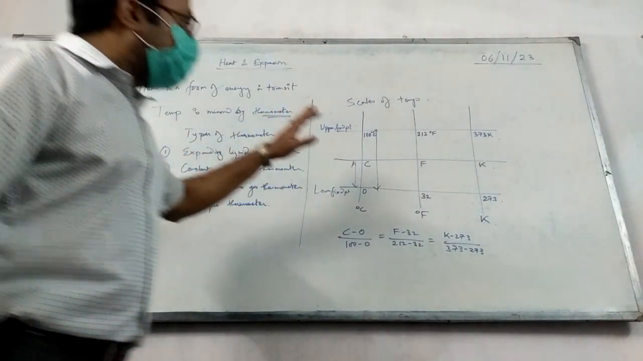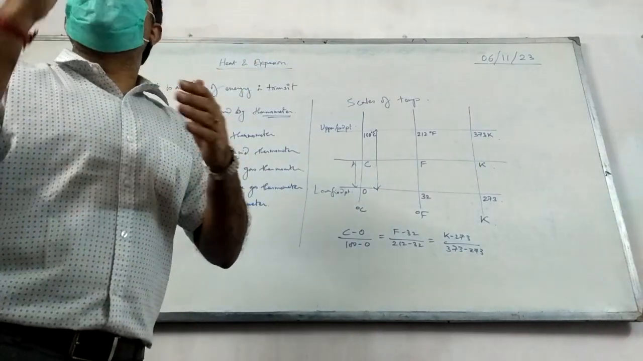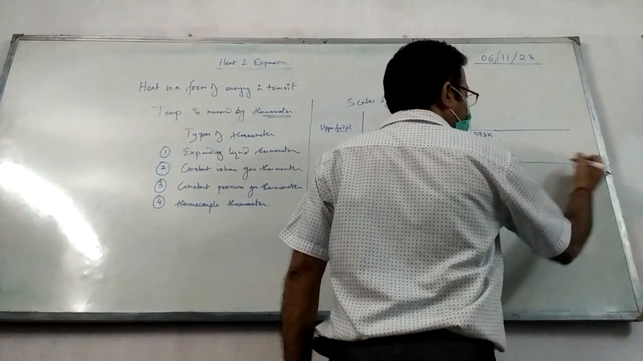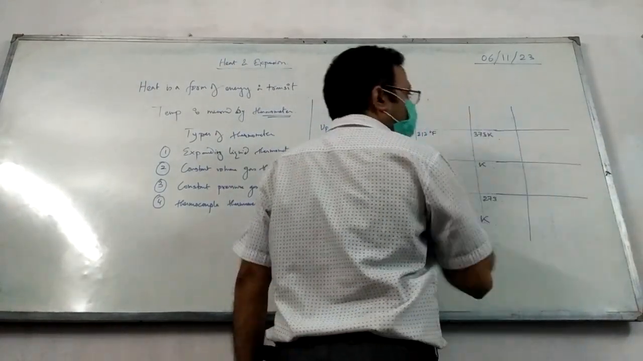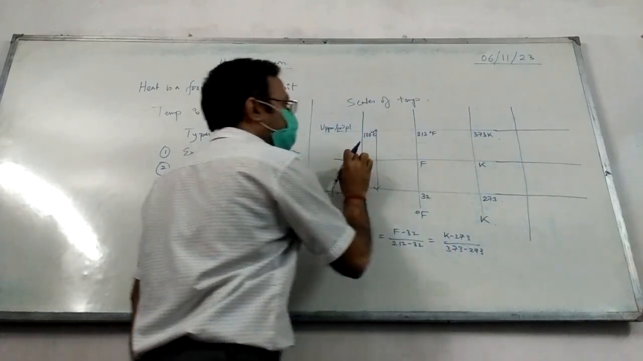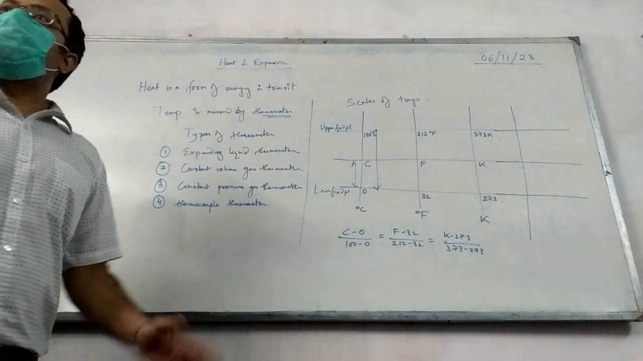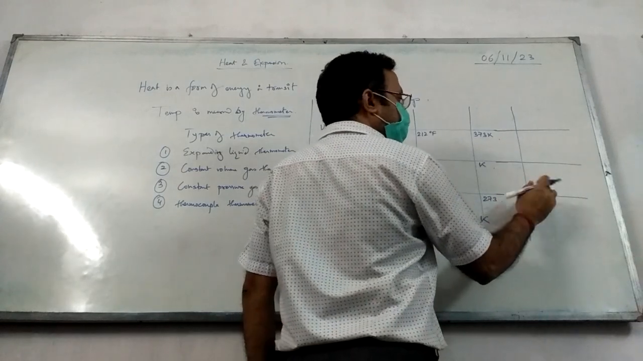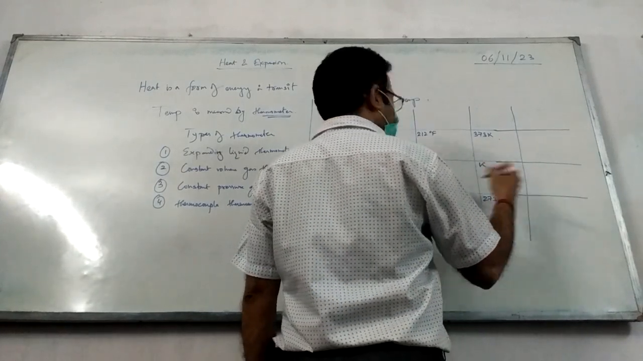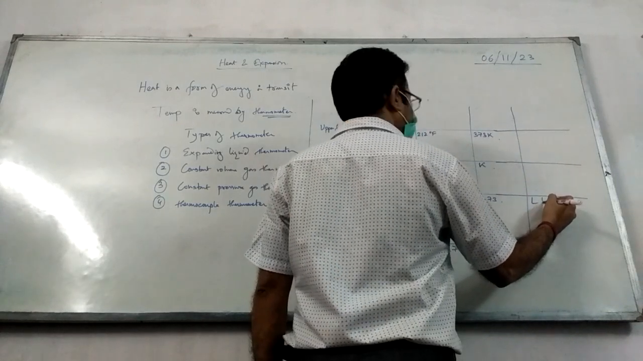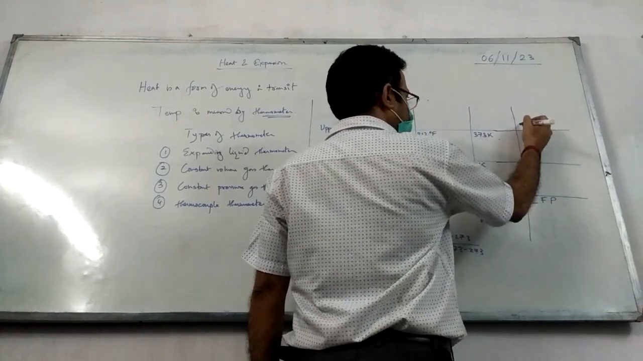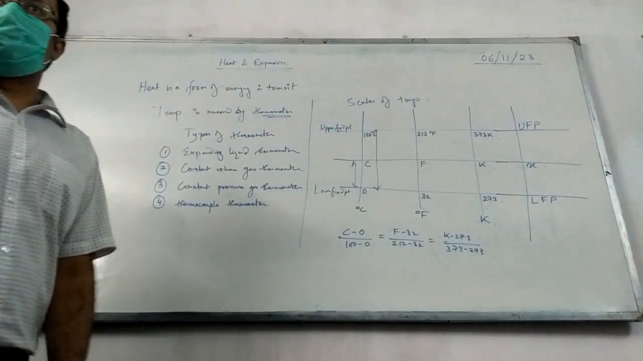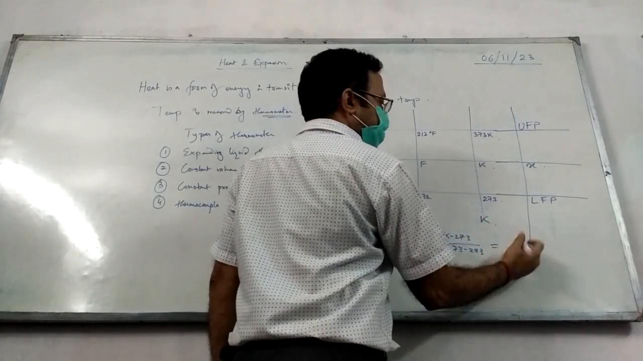And also you can use this concept to linearly interpolate for finding out or calibrating any other thermometer. Say there is any other thermometer for which the calibration is not the same as these three. The calibration is totally different, but you can find out these readings. Say this reading is LFP, lower fixed point, and this is UFP, and this is X, any temperature X.